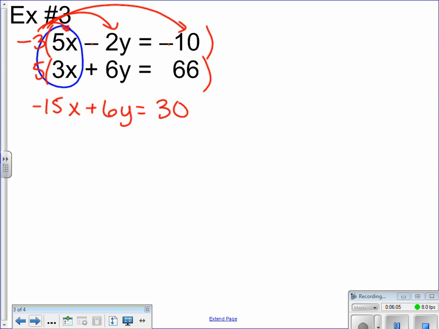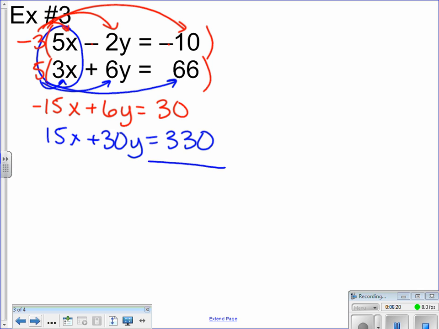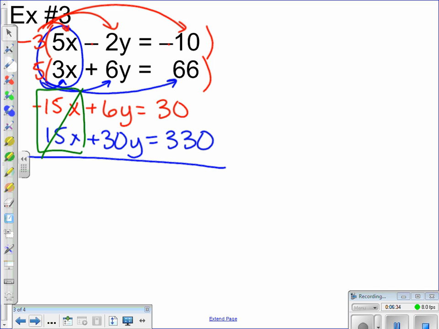And then let's distribute the bottom row. 5 times 3x is 15x. 5 times 6y is 30y. And 5 times 66 is 330. Now we could cross out our x's. Now, some of you, when you looked at this, said maybe this isn't the quickest way to solve this problem. There is a plan B.